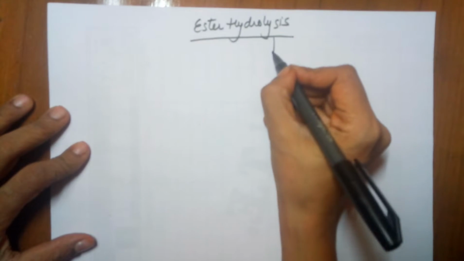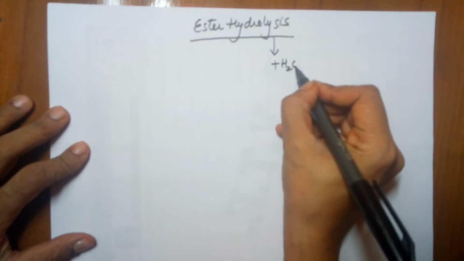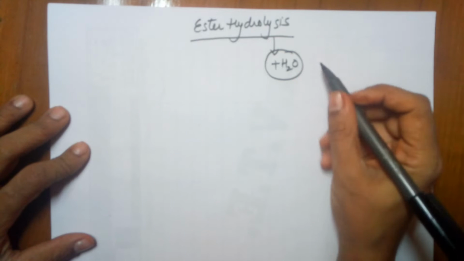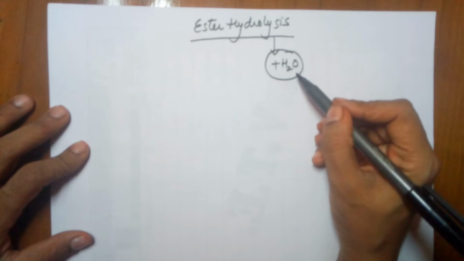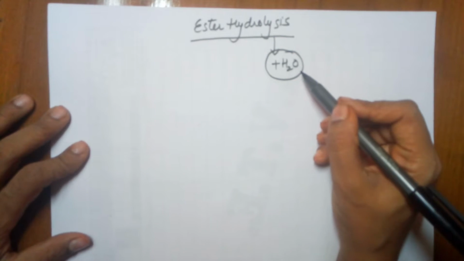In today's topic, we'll be doing ester hydrolysis. Now, what does this word hydrolysis mean? The simple meaning of the word hydrolysis is add water. Now, when you want to add water, water is not considered as a reactive entity.